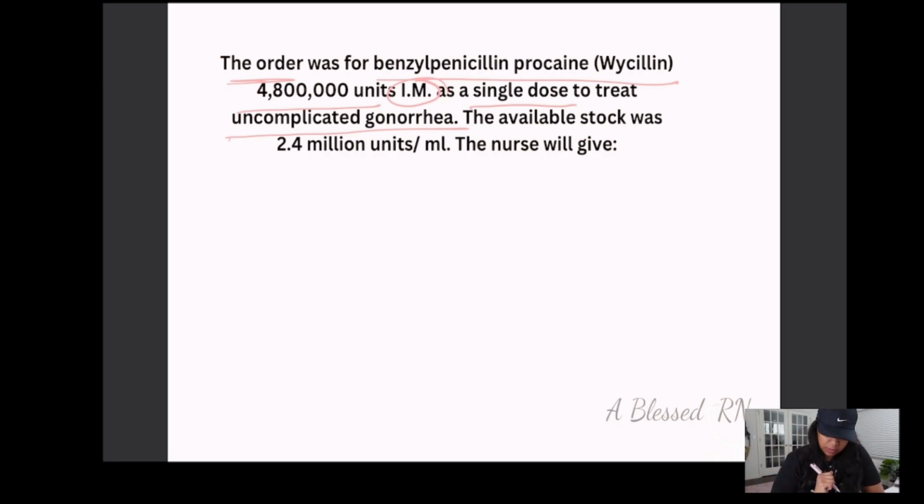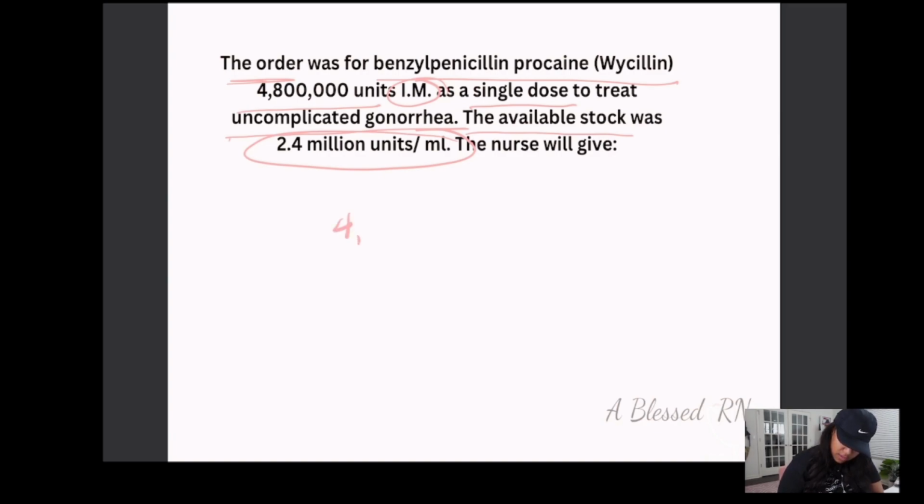All right, so let's look at the drug and how it comes prepared. The available stock was this many per this many. So 2.4 million units per milliliter. So we need to figure out our dosage. We'll do the desired over have model again here. I think that's most appropriate. Don't give me no dimensional analysis.